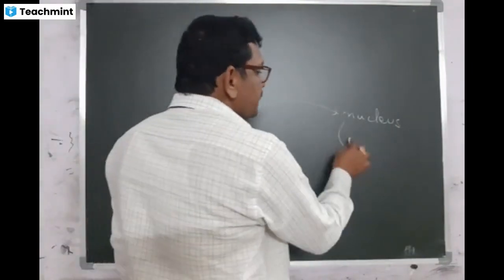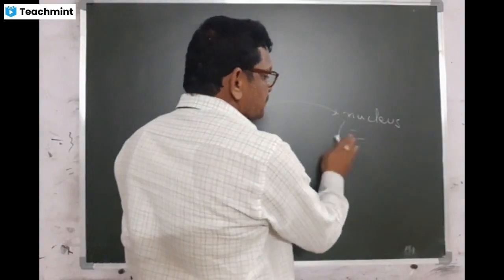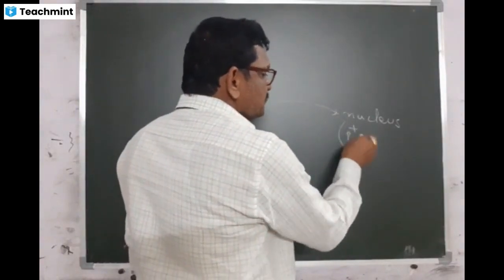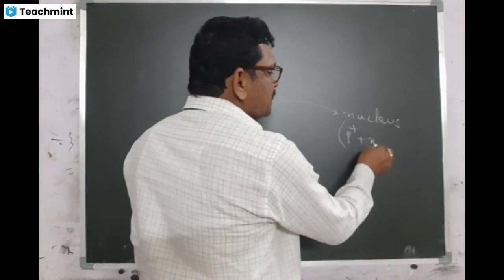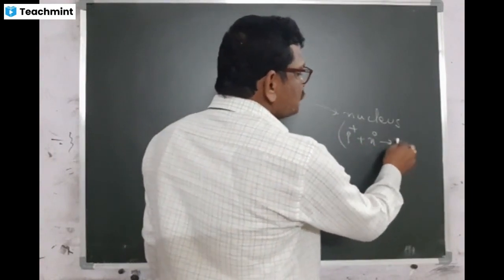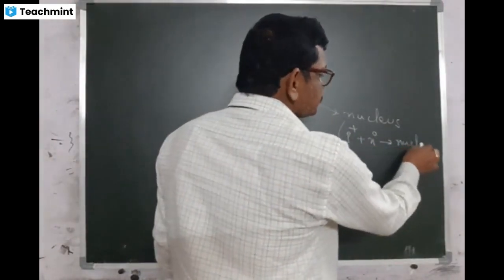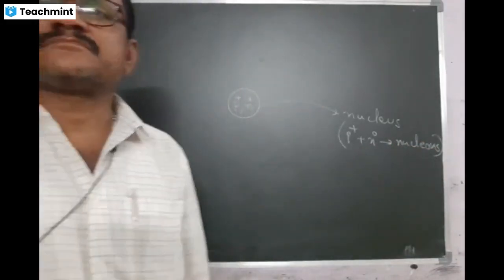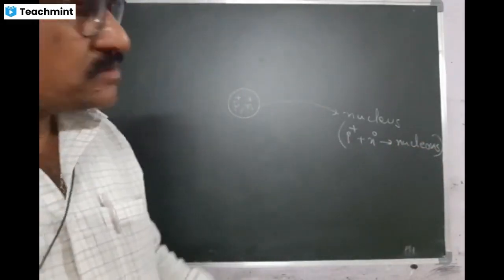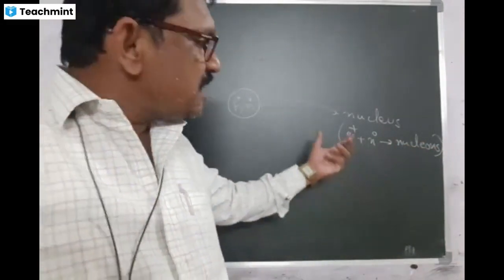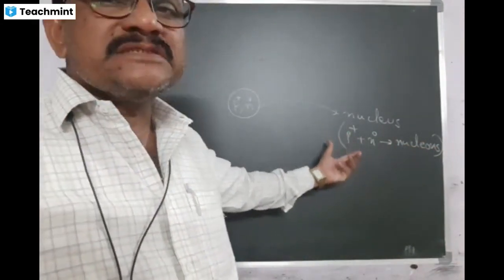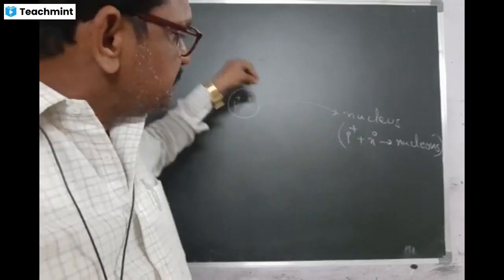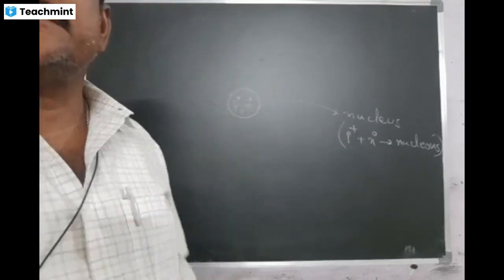These protons plus these neutrons are collectively called nucleons. Nucleons means the combination, the sum, of protons and neutrons which are present in the nucleus.